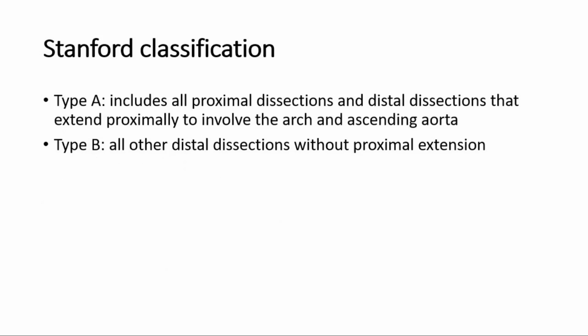Stanford classification. Type A includes all proximal dissections and distal dissections that extend proximally to involve the arch and ascending aorta, whereas Type B includes all other distal dissections without proximal extension.